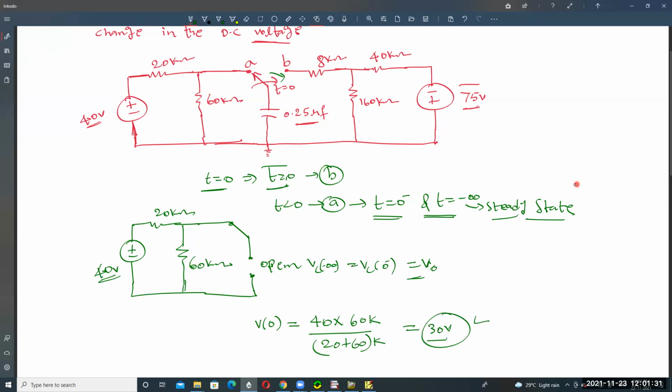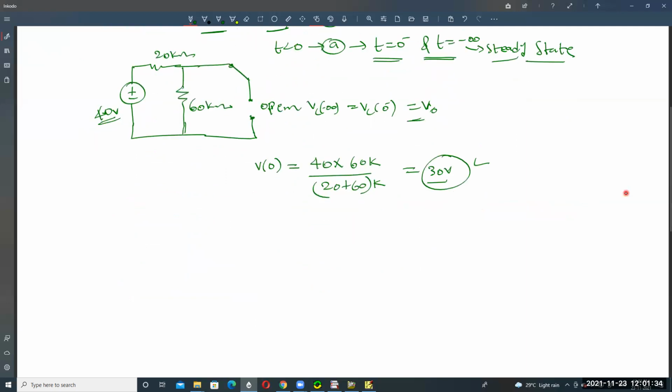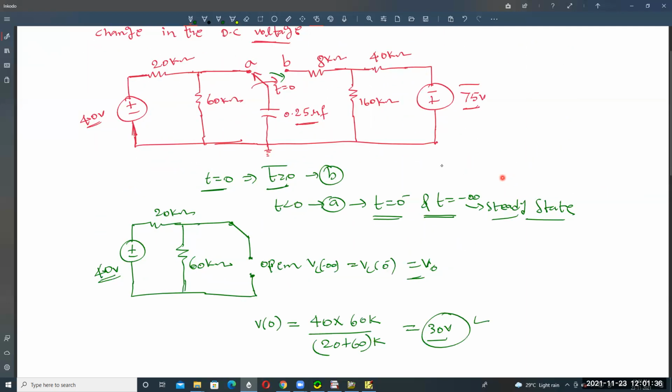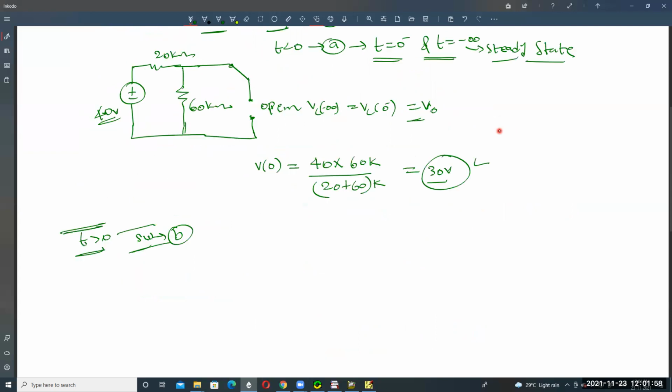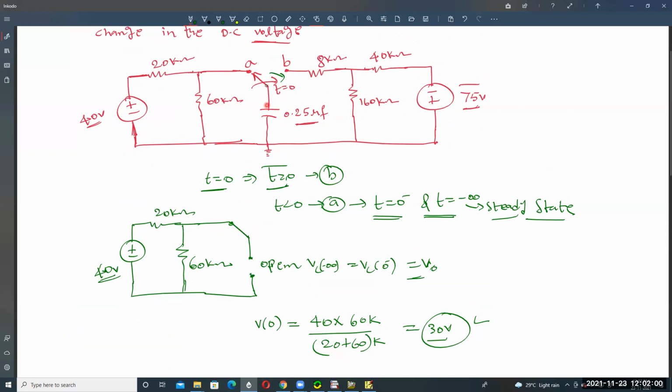We have the initial condition. And then, what is the final condition? What is the voltage across this capacitor? Final condition means after the switching action, at t is equal to 0 plus. For t greater than 0, the switch is in position B. Am I right? The switch is connected like this, and this is also a steady state condition.